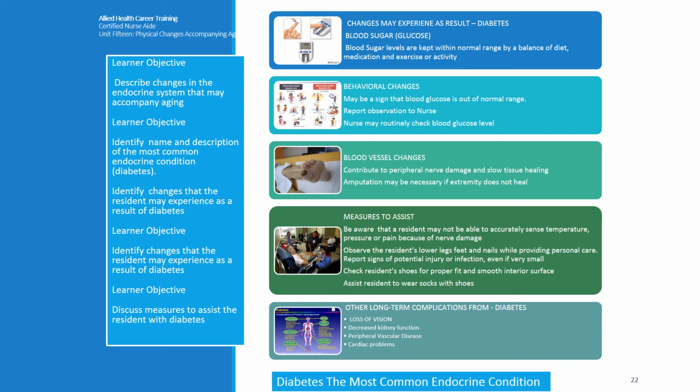So we've already kind of talked about some other complications from diabetes, like the loss of vision. Diabetes can also impair your kidney function, can cause peripheral vascular disease, or can increase the effects of peripheral vascular disease, and can also cause cardiac problems. Makes people more susceptible to having a heart attack, high blood pressure, strokes, different things like that.